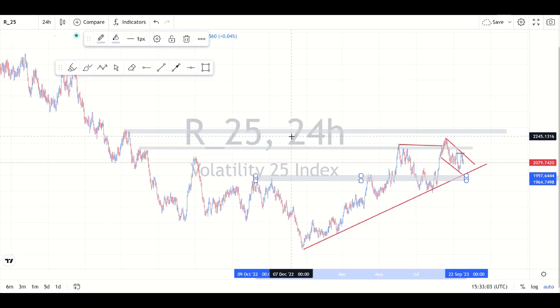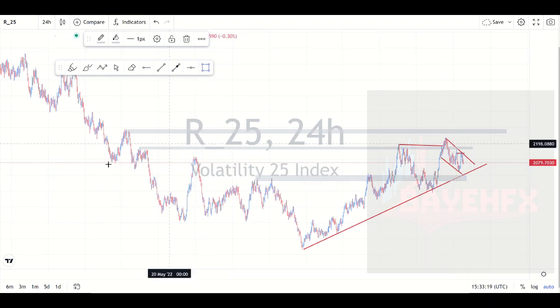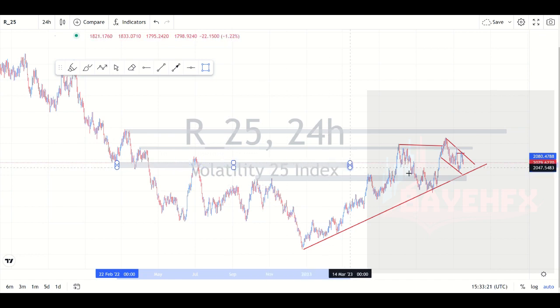As we know, we will usually start our analysis from the highest time frame. As you can see, we were previously on a downtrend and then we started a bullish trend, right? So right now, we have mitigated all other blocks. We have mitigated these, and we are approaching this support zone here.